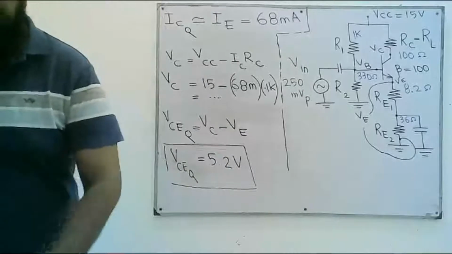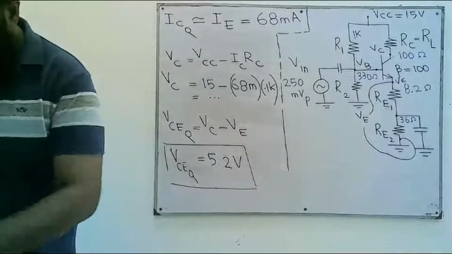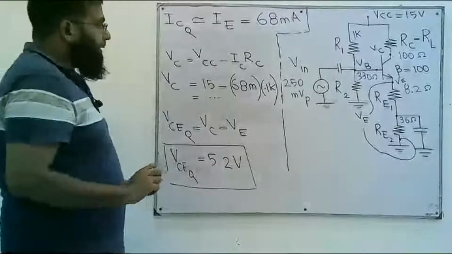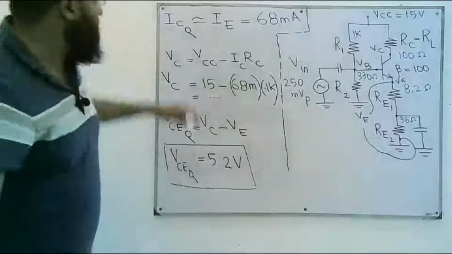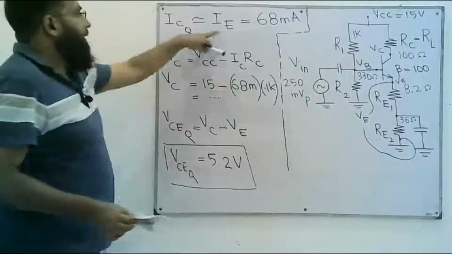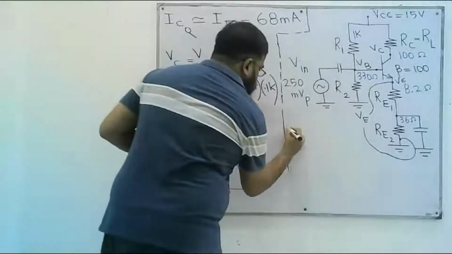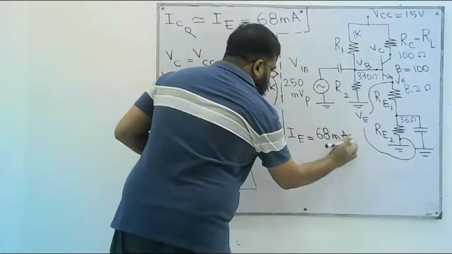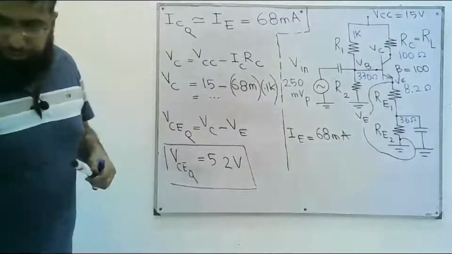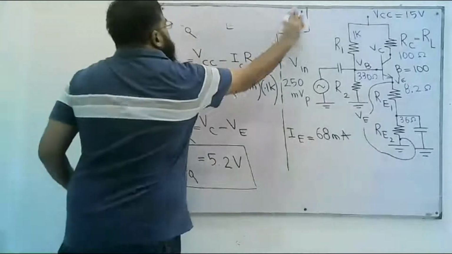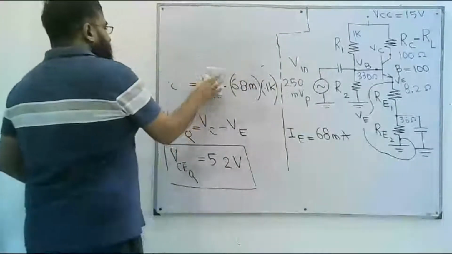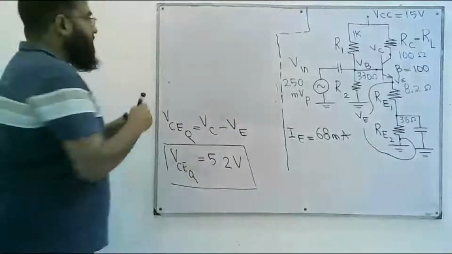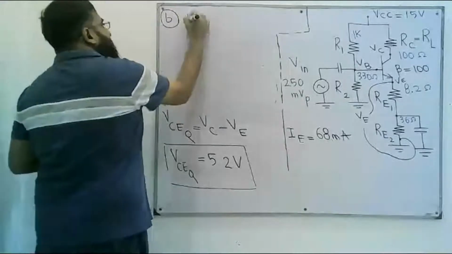What's next is part number 2, part B of the question. Part B is to find AV, the voltage gain. So we have to erase this portion once again. But keep in mind, IC is 68 milliamperes. You have to remember this, 68 milliamperes, that we will use in part B. So let's move on to part B.